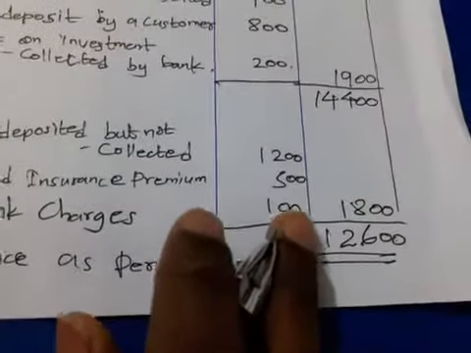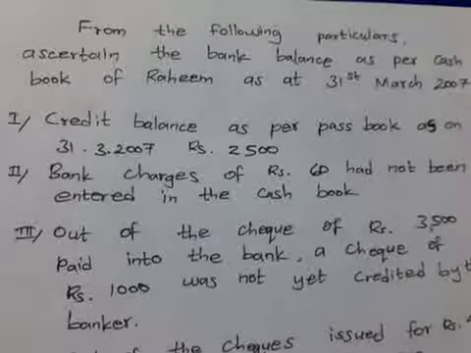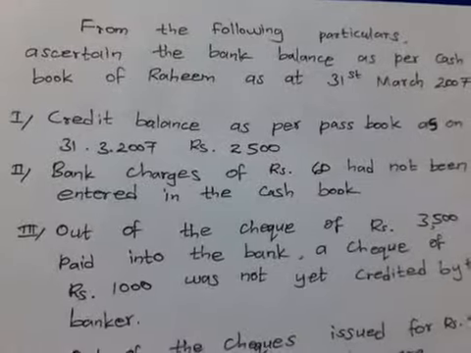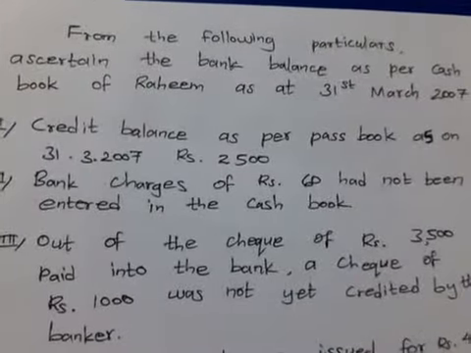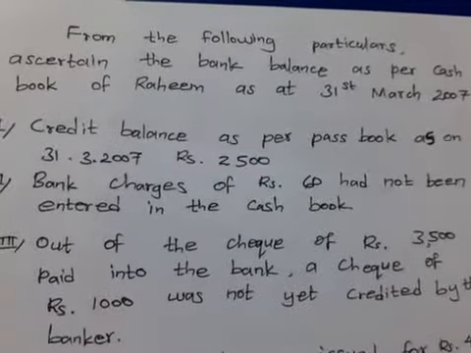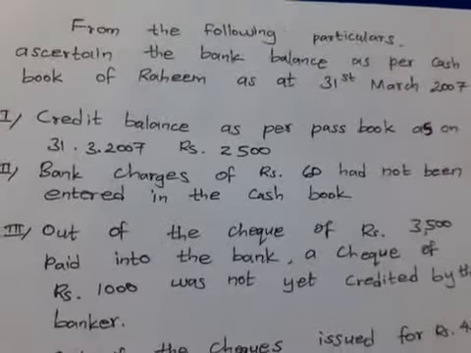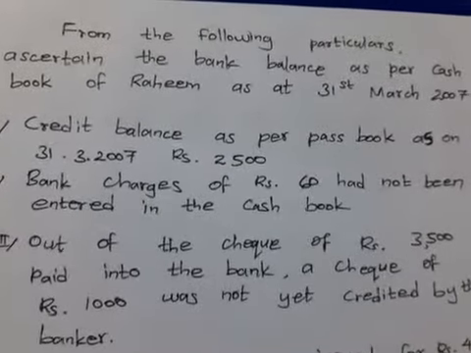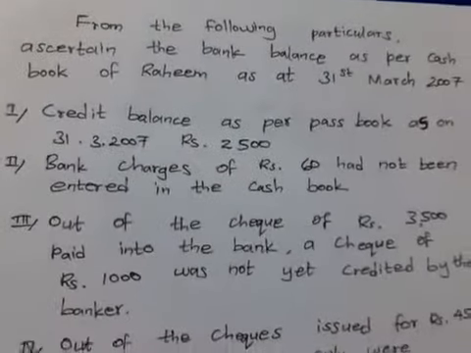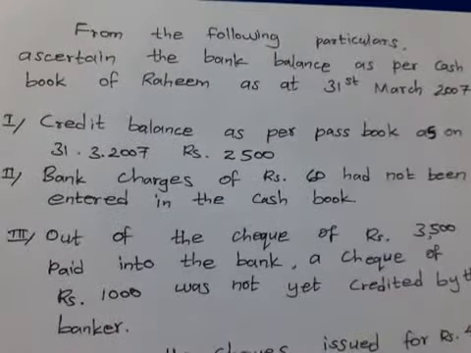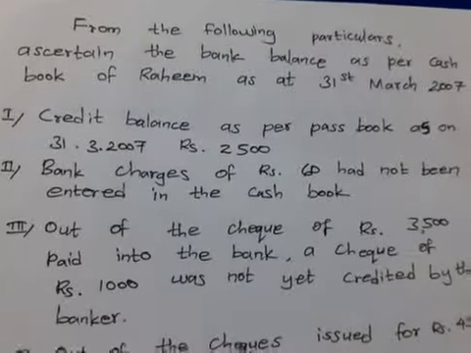As per passbook. In a few other questions, they may give the passbook balance as on that particular date, so we have to find out the cashbook balance. So in this illustration, they have given the balance as per passbook as on 31st March 2007. So we have to find out through the reconciliation statement the cashbook balance as on that particular date.